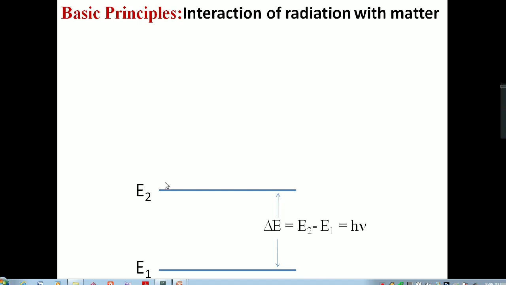Here I have shown 2 energy levels. One energy level is known as the ground state. The other one here is the excited state. The ground state means it is the lowest energy state of an electron or an atom or a molecule or an ion. So when a material is given, that may consist of ions or molecules or atoms, but basically all are comprised of electrons.